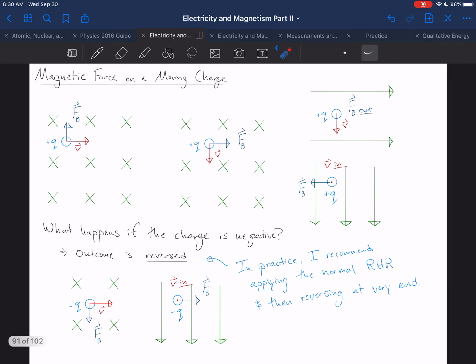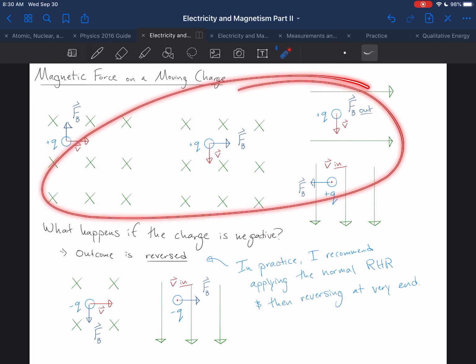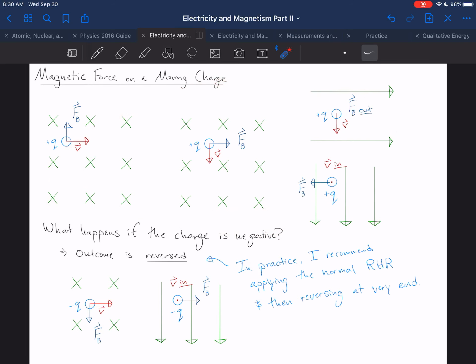You want to make sure you've got this in the same way that you have the force on a current carrying wire. The only subtlety is to handle what happens if the charge is negative rather than positive. If it's negative, then the outcome of the right-hand rule is simply reversed. There are a lot of ways to handle this. If the charge is negative, you could simply use the left-hand rule rather than the right-hand rule with the same rules. But I recommend applying the normal right-hand rule and then right at the very end, reversing the direction.